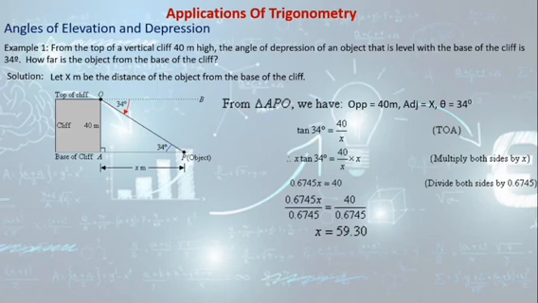See, this is quite easy. The moment you follow the question, you sketch your right angle triangle, then you insert your trigonometric ratios, and then you get your answer. It is very, very easy.